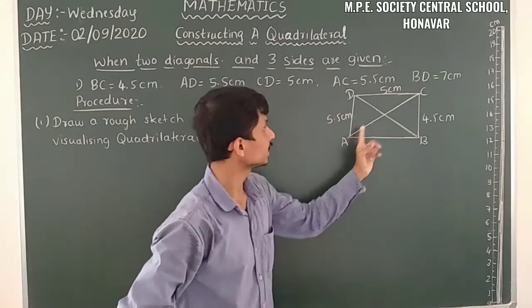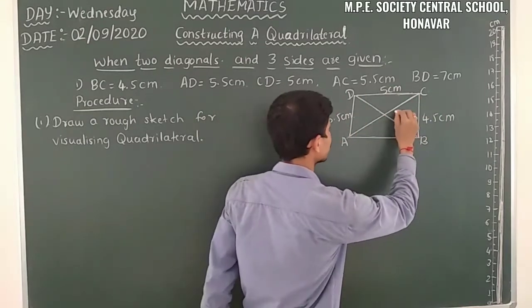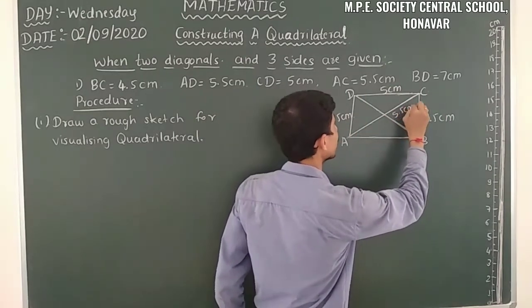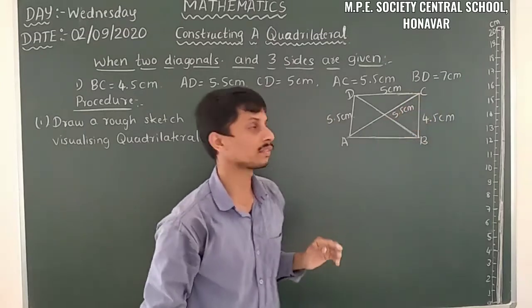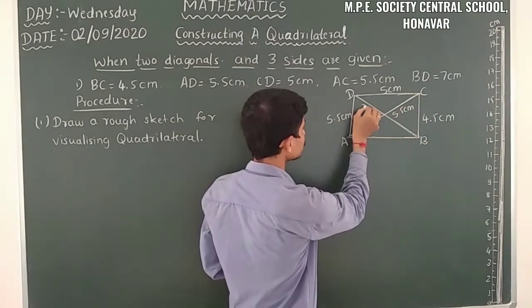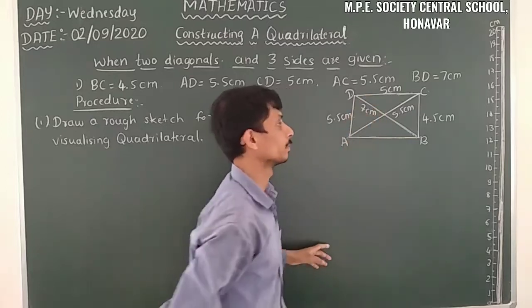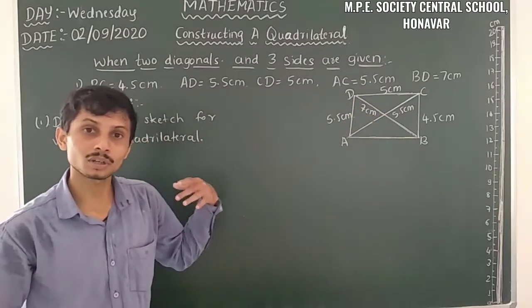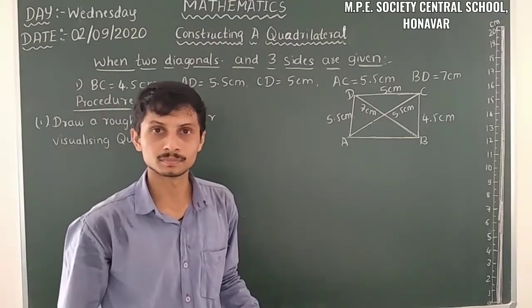What is the length of AC? AC is equal to 5.5 centimeters, and BD is equal to 7 centimeters. So from the known things we have to construct a quadrilateral.